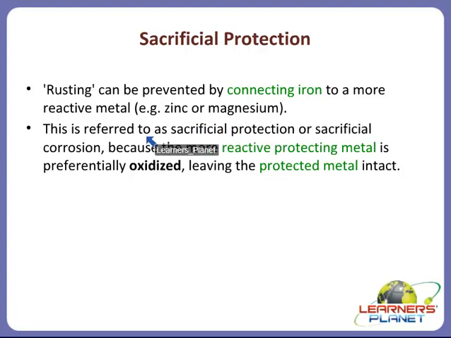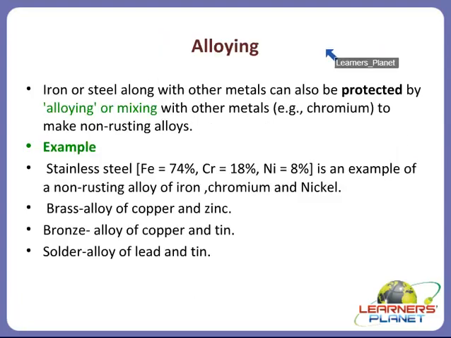Now this is referred to as sacrificial protection or sacrificial corrosion, because the more reactive protecting metal is preferentially oxidized, leaving what? Leaving the protected metal intact. So this is what, children? This is sacrificial protection. Let's see a few more methods. Alloying. Alloying means alloys. What are alloys? These are mixtures of two or more metals. So what is an alloy? An alloy is a mixture of two or more metals.